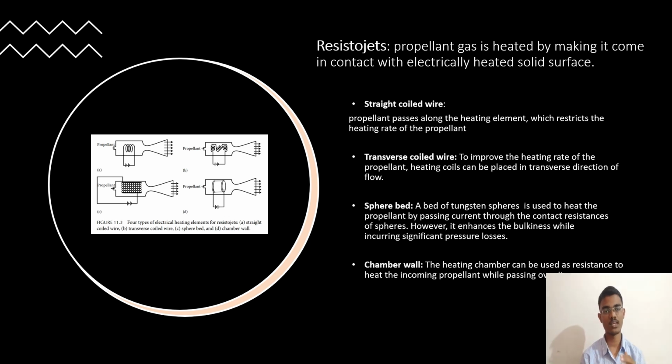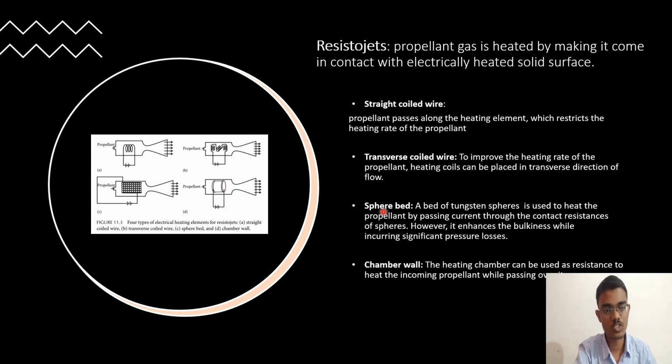To overcome this, some advancement was made: the coils are placed in a transverse way. That type of resistor jet is called the transverse coiled wire resistor jet. To improve the heating rate of the propellant, heating coils can be placed transverse to the direction of the flow. In this image, you can see the heating coils are placed in the transverse direction. Because of this, the heating of the propellant can be done in a very good way.